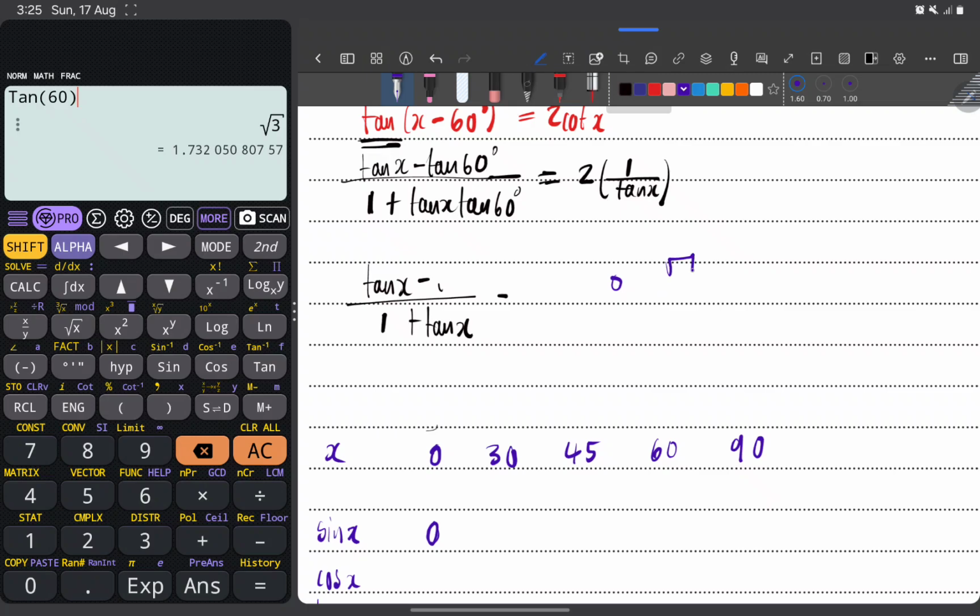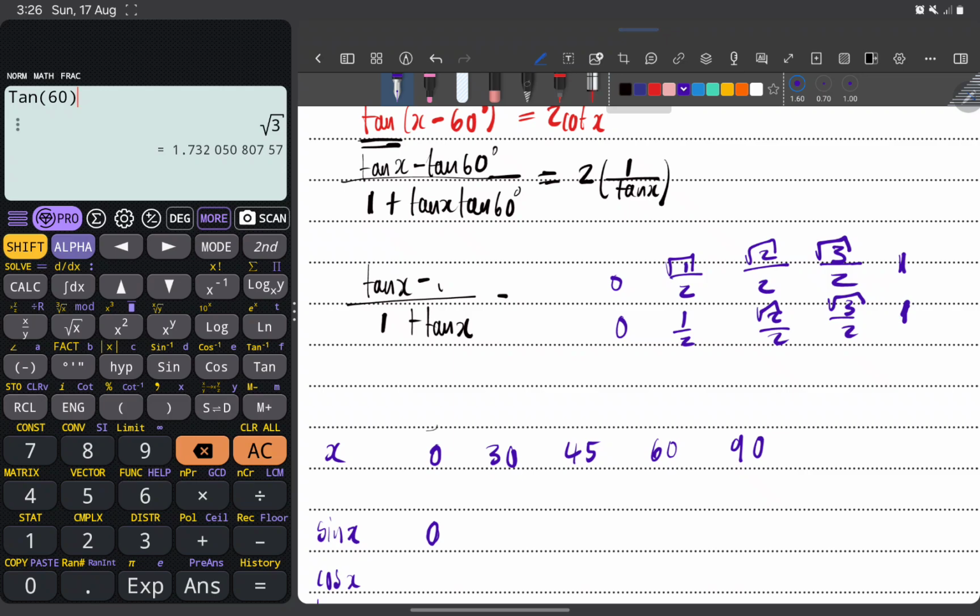It is 0, then root 1 over 2, and root 1 over 2, then root 2 over 2, then root 3 over 2, then 1. So it's 0, root 1 over 2, root 2 over 2, root 3 over 2, then 1. Now root 1 over 2 will just change to be a half. But these others will be 0, then root 2 over 2, then root 3 over 2, then 1.